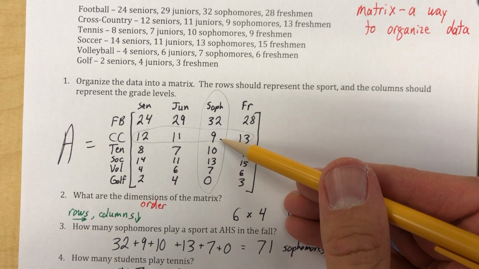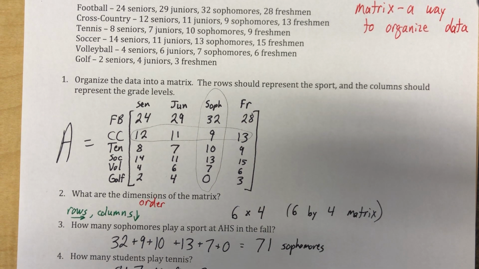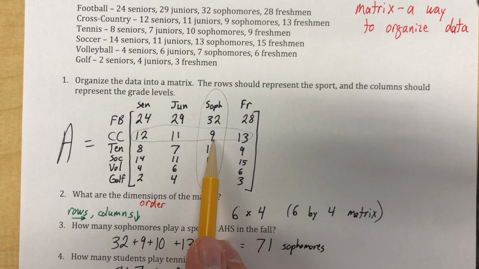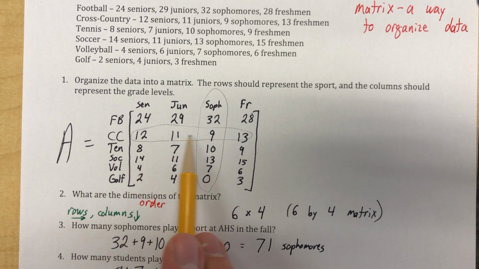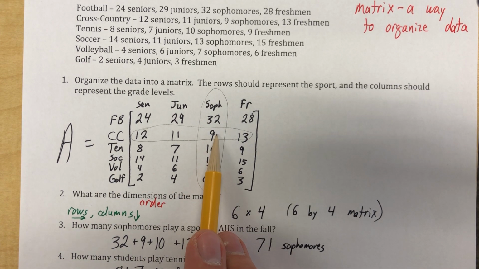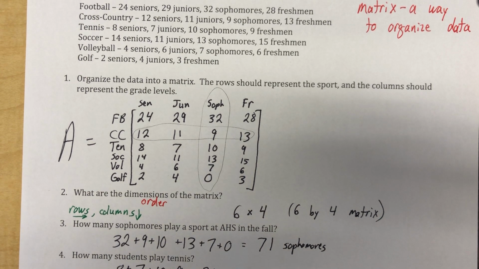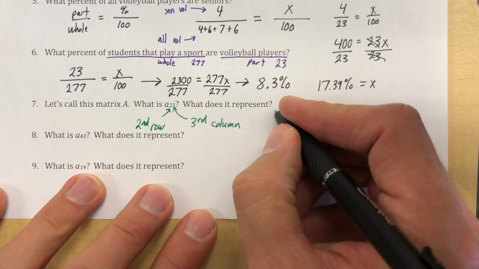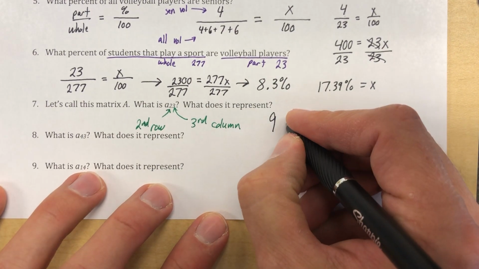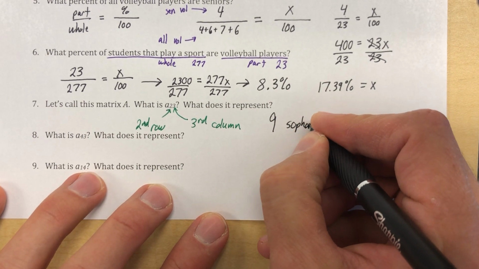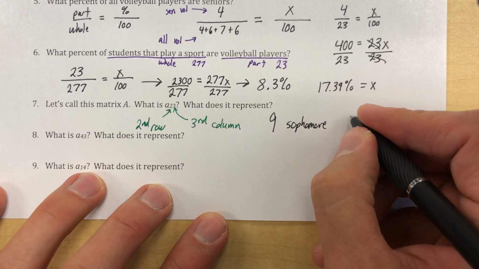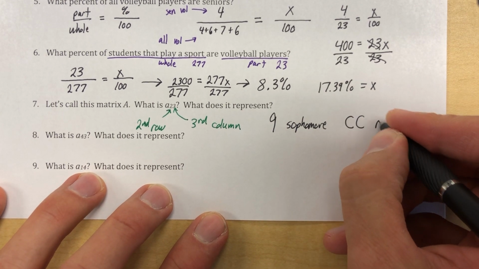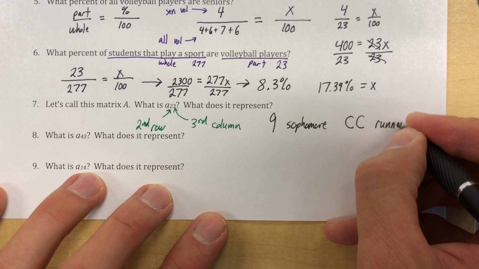And I need to tell what it means too. It's not just 9. 9 what? 9 cross country players that are sophomores. So there are 9 sophomores that play cross country. Let's answer that. What is it? It's 9. What does it represent? 9 sophomore cross country, well, I'll call them runners. We won't call them players.